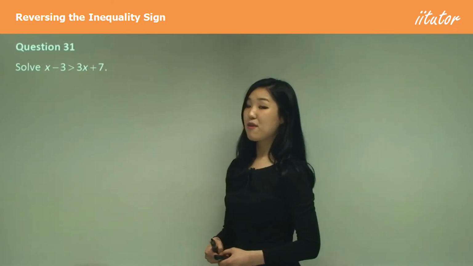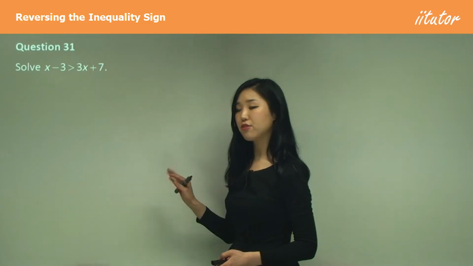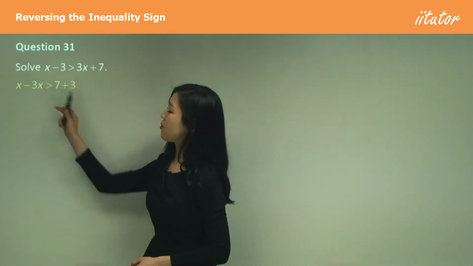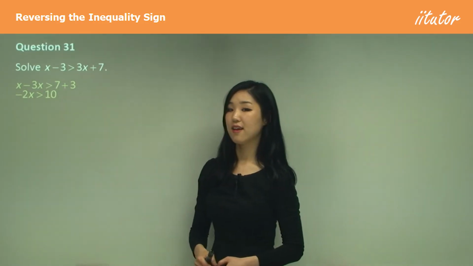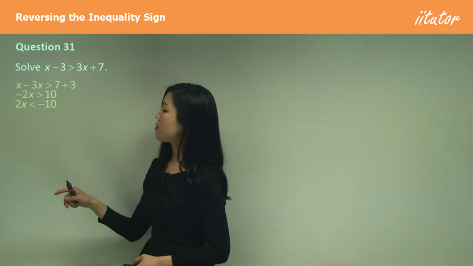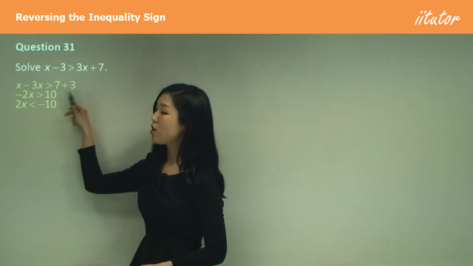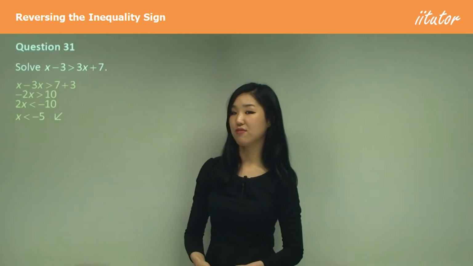31, let's gather our like terms. So move all the x's on your left and all the constants on your right, like that. So x minus 3x is negative 2x. 7 plus 3 is 10. And I have a negative, so I'm going to make it positive by moving the negative over to this side and switching the sign. And then dividing it by 2 to make negative 5.